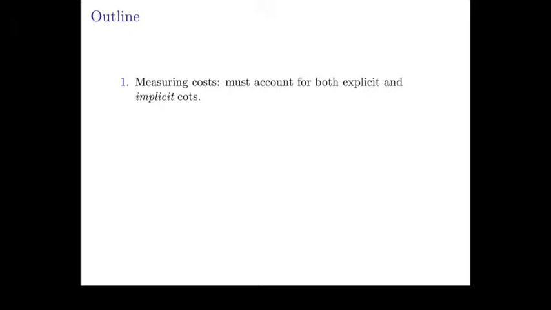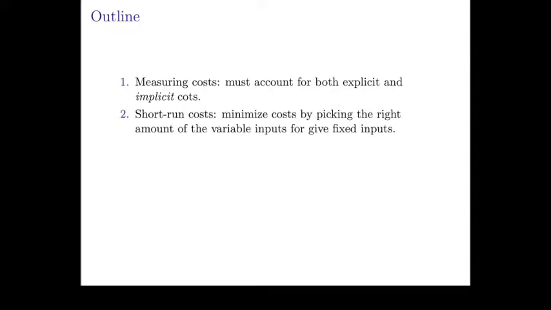So an outline of this chapter is that we're first going to understand what I mean by things like opportunity cost, so what the economic cost of a decision is. So we're going to talk about how to measure costs and how to account for both the explicit and implicit costs of a decision. Then we'll talk about the short-run cost. So how do you minimize the cost by picking the right amount of variable input when the long-run input is fixed at a given level.